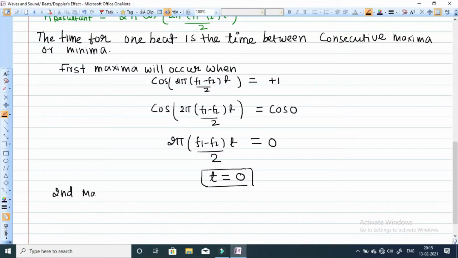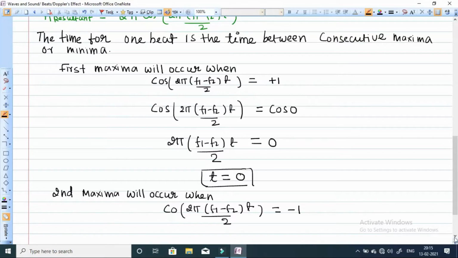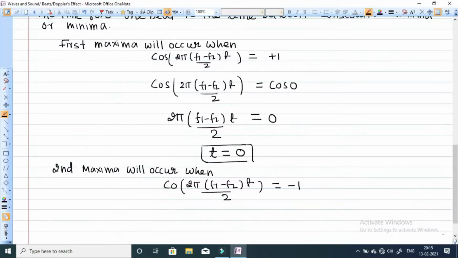Second maxima will occur when this cos value, cos of 2 pi (f1 minus f2) into t divided by 2, is equal to minus 1. Here the minimum value of cos function is minus 1, but when we take the modulus only, we are talking about the magnitude only, then it will be equal to minus 1, and this minus 1 we are getting at pi. Cos pi is equal to minus 1.